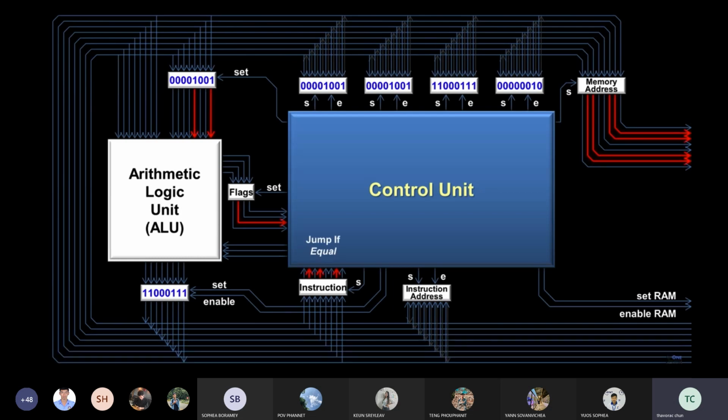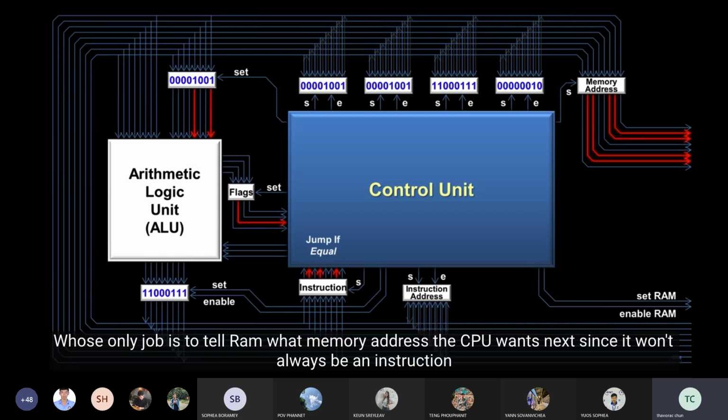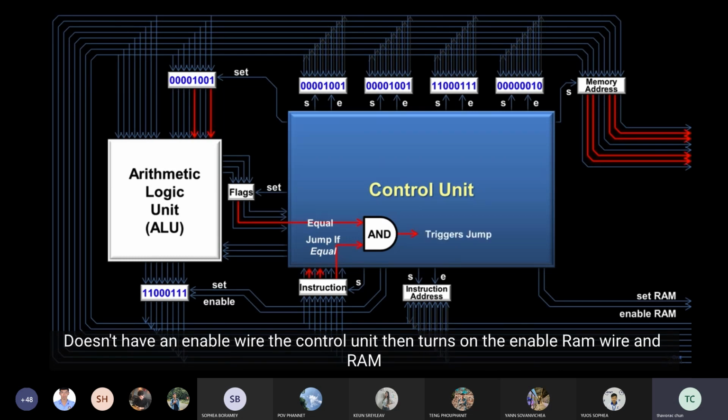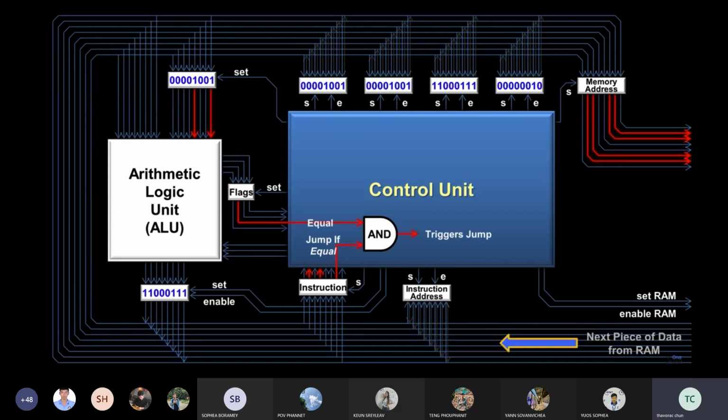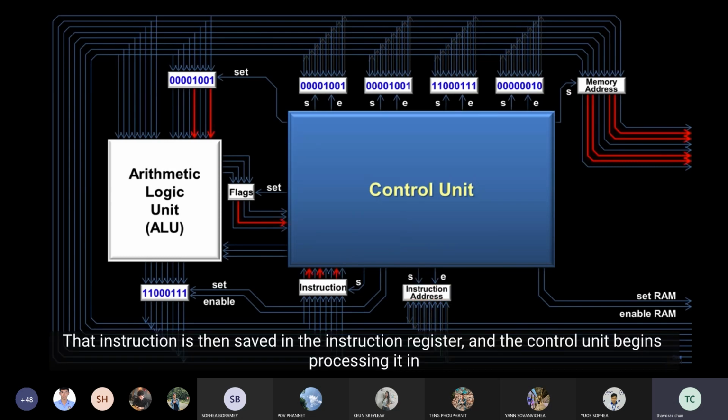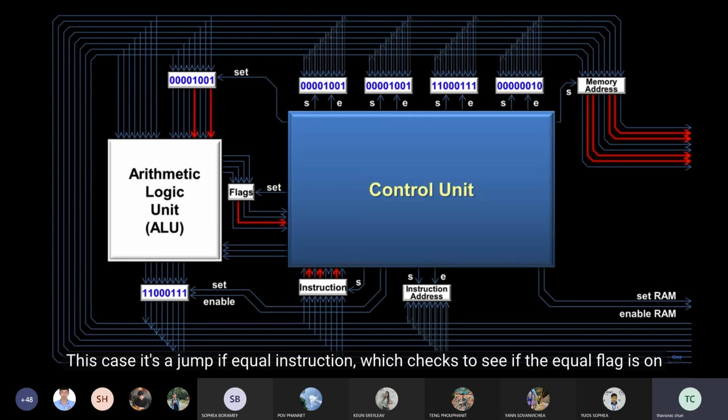In this case, it's a jump if equal instruction, which checks to see if the equal flag is on. It does that by running one of its wires and the equal flag wire into an AND gate. If both inputs to the AND gate are on, then the output wire turns on as well. This output wire will then trigger the jump. That jump eventually retrieves the next piece of data from RAM, which happens to be an address, and moves it into the instruction address register. When the jump if equal instruction is over, the CPU then processes the instruction at that new address.